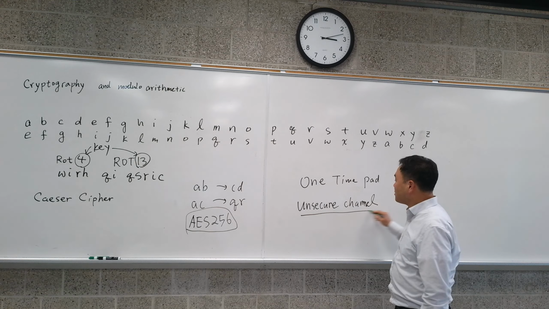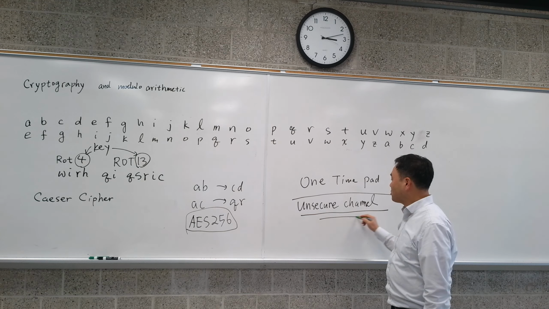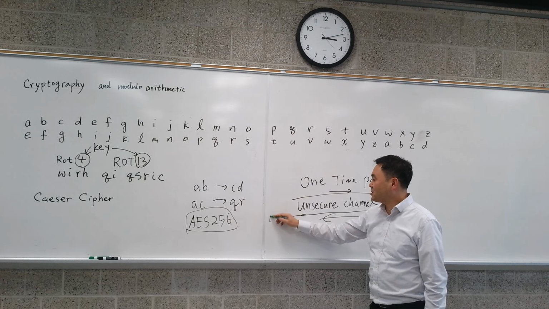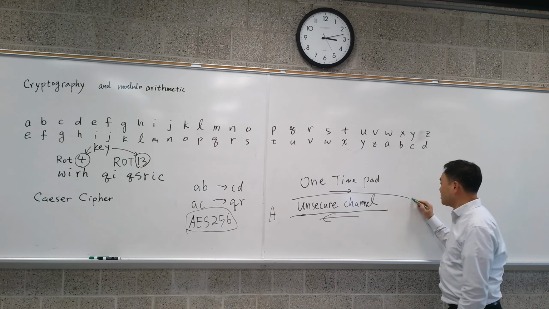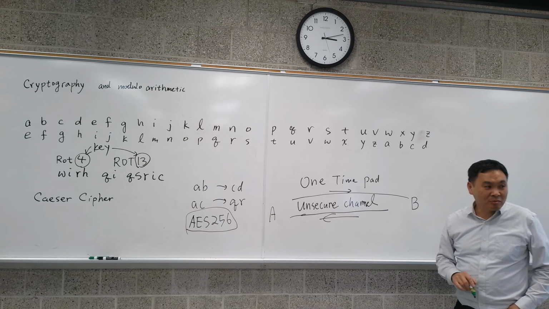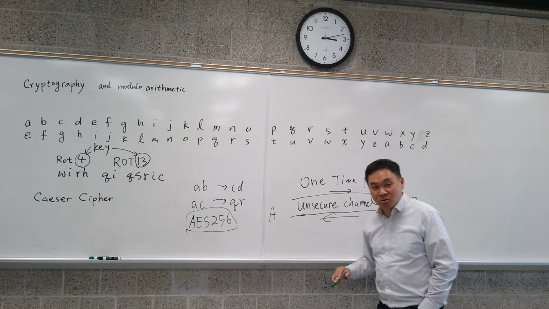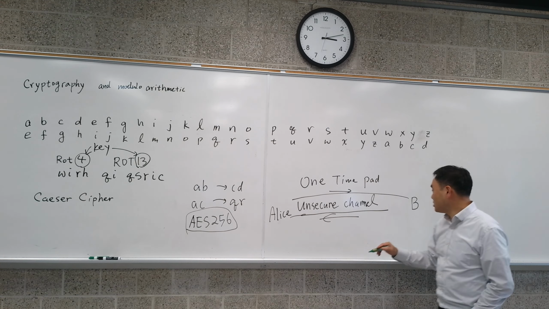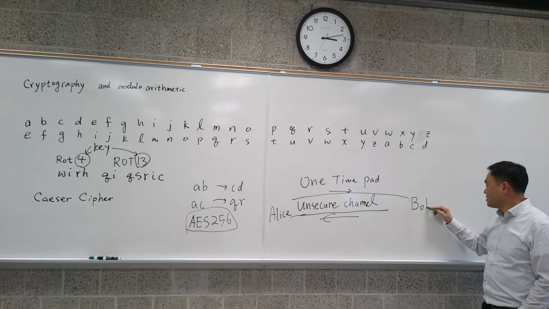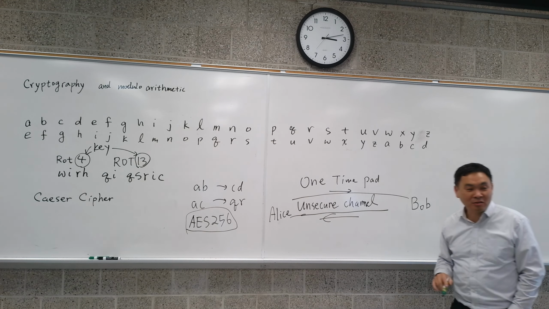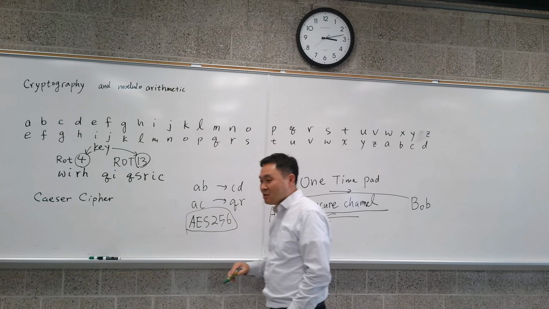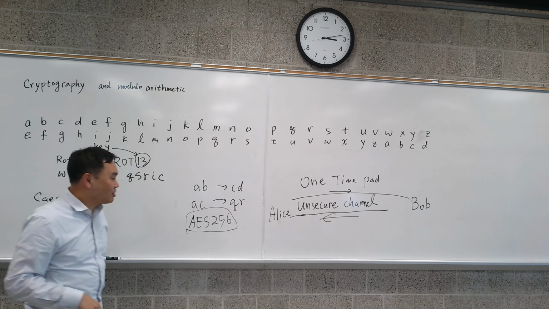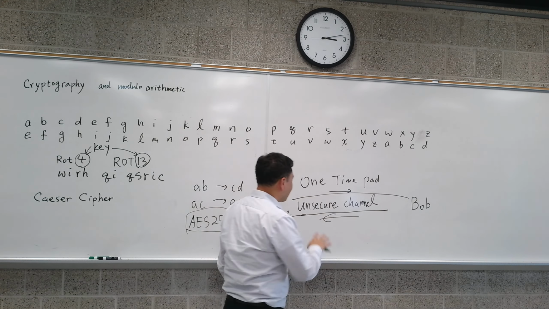So there's an unsecure channel where the information is going back and forth between two people, A and B. Now, in many of the security literature, usually people call A as Alice and B as Bob. So if Alice and Bob are trying to establish a connection that's not secure.